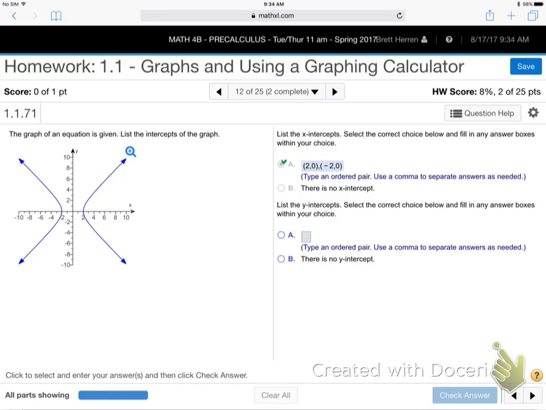All right, so we all good with that again? So again, here and here are the X intercepts: (2, 0) and (-2, 0). So that's the answer right there.